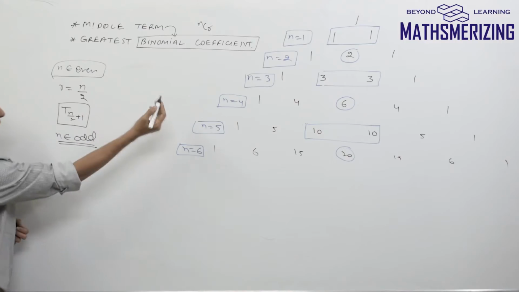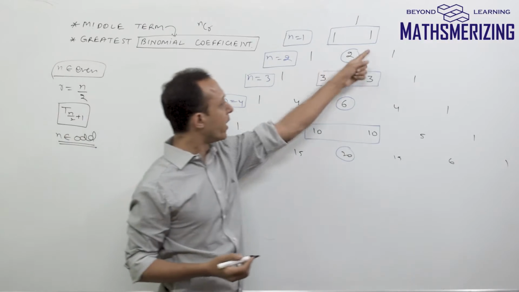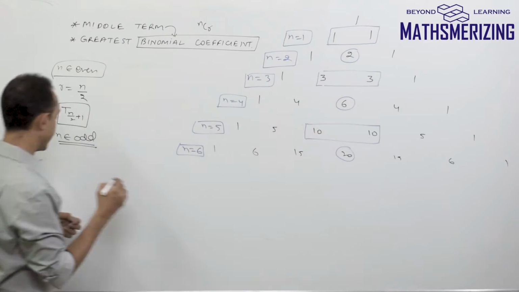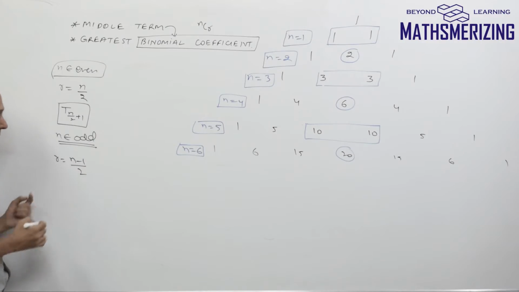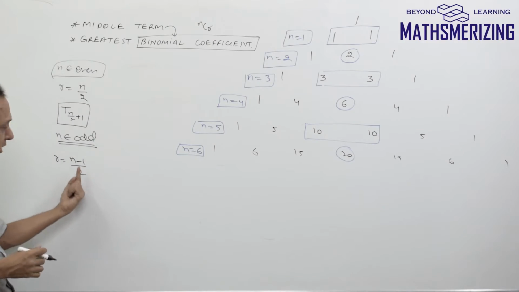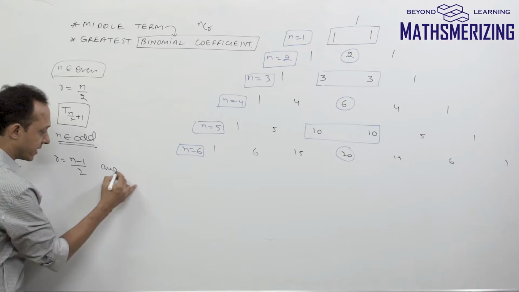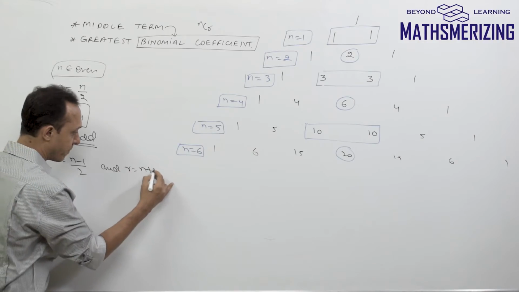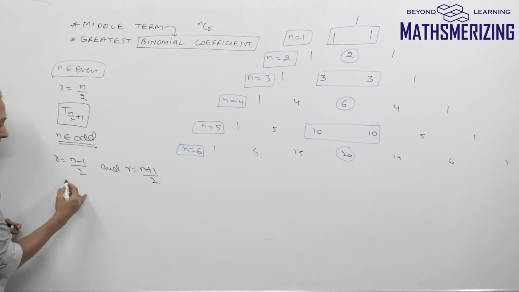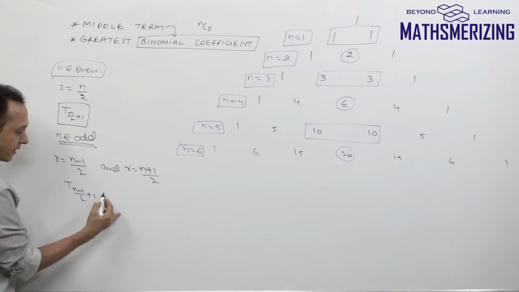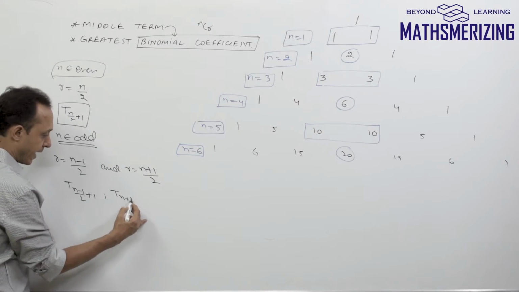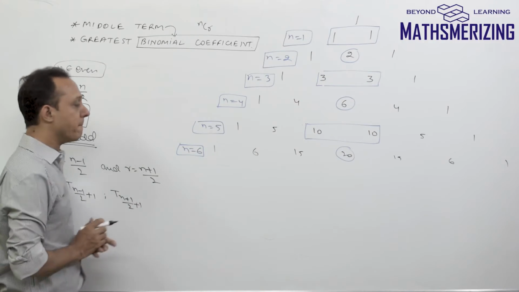Now when n is odd, in that case there will be two middle terms. So 1 and 1, 3 and 3, 10 and 10. So in that case, one of the values of r is n minus 1 by 2, and the other value of r is n plus 1 by 2. So here there will be two middle terms: t n minus 1 by 2 plus 1, and t n plus 1 by 2 plus 1.